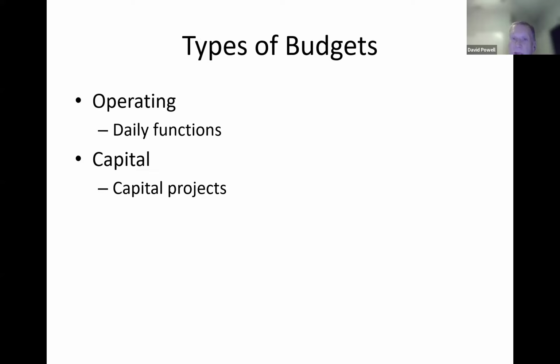There are also different types of budgets that are used. There are operating budgets and there are capital budgets. Operating budgets are used primarily for the day-to-day functions of government organizations. So your salaries, your benefits, your supplies, your maintenance, all those utilities, all those day-to-day functions, those will be funded through your operating budget. Then state and local governments maintain a separate capital budget.